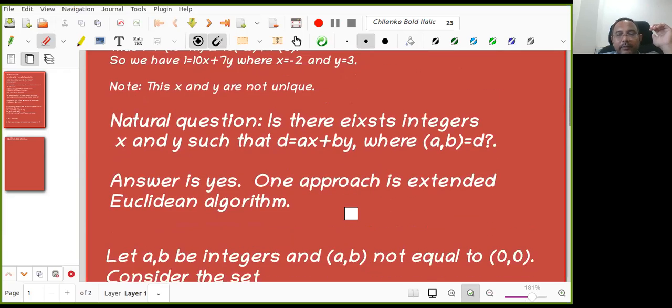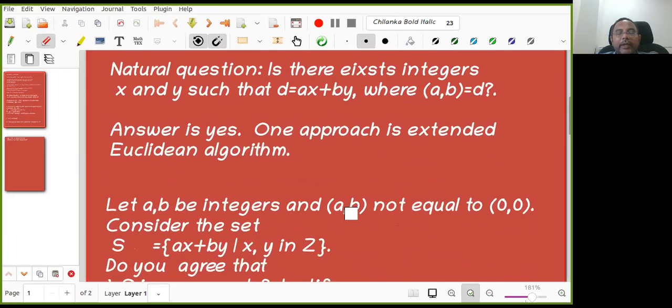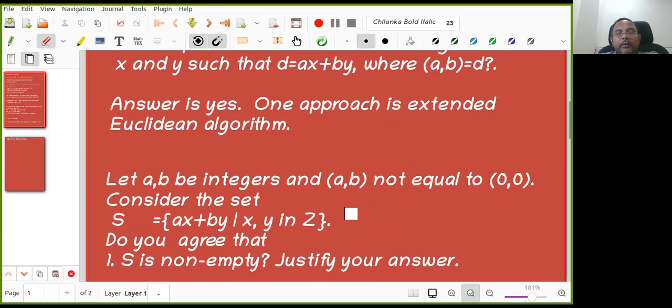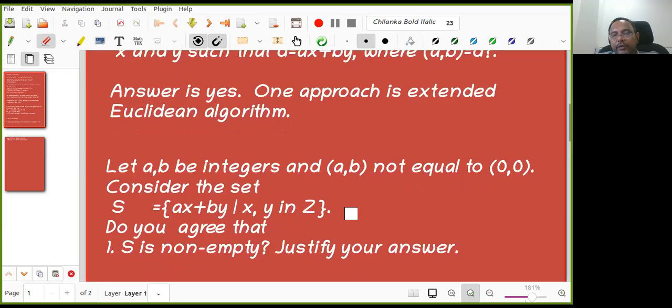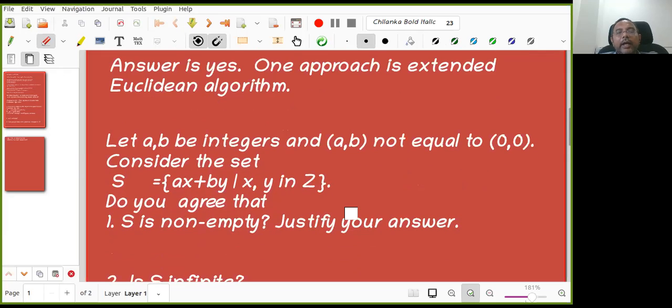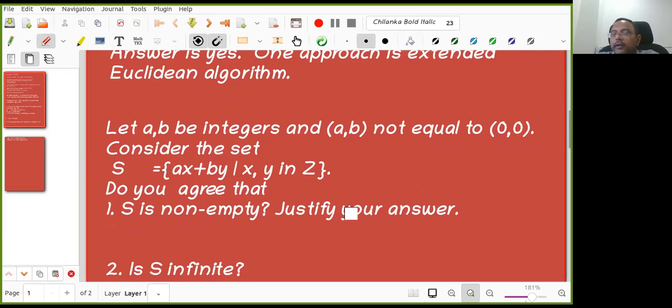We'll try to see that; today that is our goal. Let a, b be integers with a, b not equal to 0, 0. That means the GCD exists. Then I am considering this set S_ab, with suffix ab: S_ab is equal to the set of ax plus by, where x, y are in the integers.